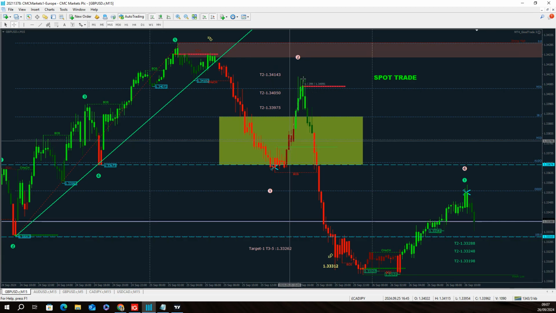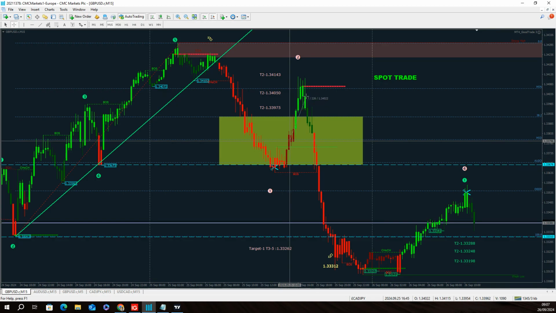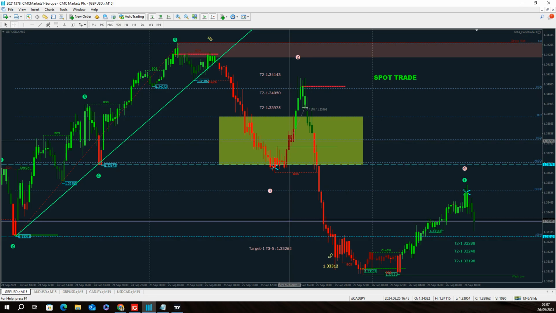And you can see this was actually the first indication. I went on the 5 minutes chart. We managed to close the trade when the candle changed the color here. So about 15 pips, and that was the trade. That was the move there.